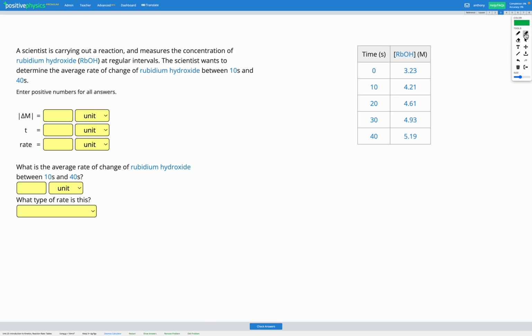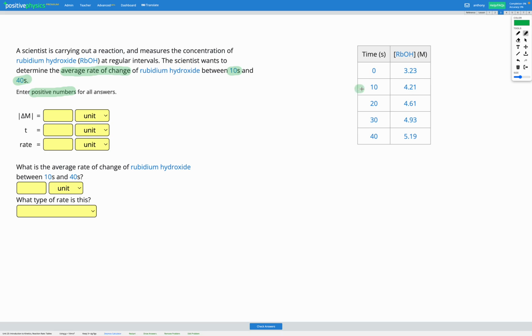In this question, a scientist is carrying out a reaction and measures the concentration of rubidium hydroxide, RbOH, at regular intervals. The scientist wants to determine the average rate of change of rubidium hydroxide between 10 seconds and 40 seconds. And remember, we're entering only positive numbers for these answers. Okay, so let's have a look at our table of information.